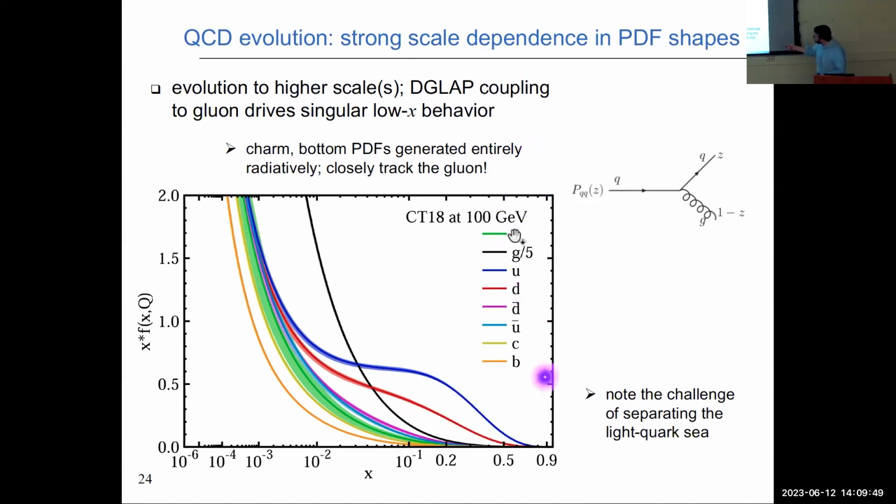And you can see essentially what I just said in words, the fact that the up and down PDFs bleed away down to very low x, and the valence-like shapes increasingly are swamped by the effects just of the perturbative evolution. The charm and bottom PDFs, which are generated entirely radiatively, very closely track the shape of the gluon PDF, as is now evident as I go to this higher scale. And since I'm now at a sufficiently high scale, you can see that the bottom PDF, shown in brown, is also now present.